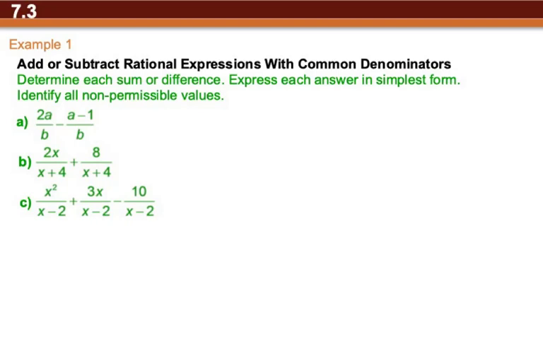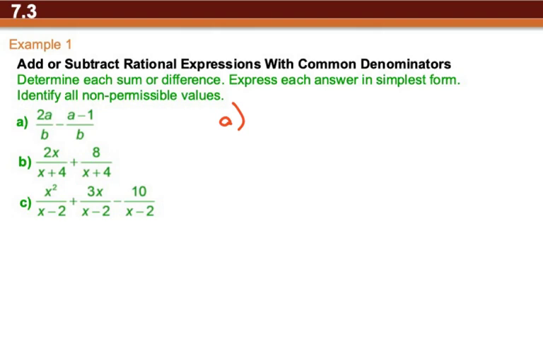Moving on in this section to adding and subtracting rationals. Adding and subtracting are exactly the same thing. And like with adding and subtracting numerical fractions, the one thing we need to be able to do that is a common denominator. So looking at question A, both of those have a denominator of b.